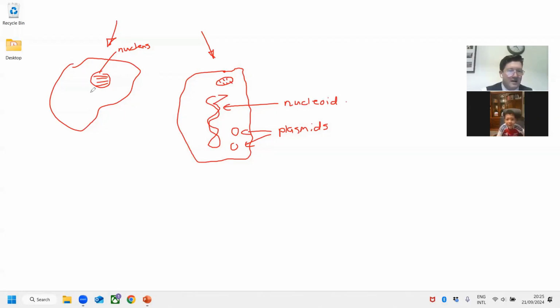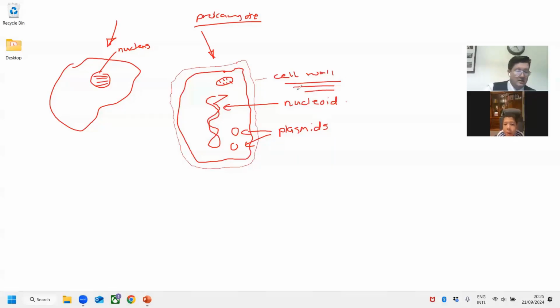But also, what they sometimes have is a little bit like, well, you tell me, what do you find at the end of a garden, a hedge or a wall? This is a cell wall, okay? So, not always, but sometimes these prokaryotes have a cell wall. What do they have, Alvin? A cell wall.